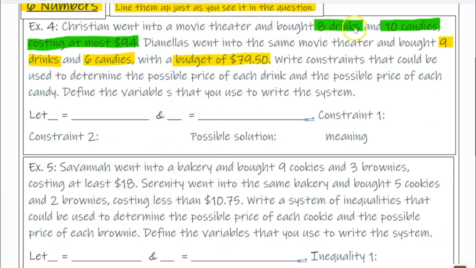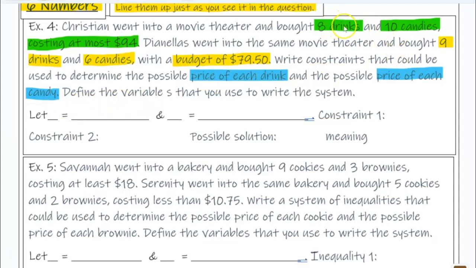We have to define our variables so that we can write the system. And the question is going to tell you how to define your variable. This says write constraints that can be used to determine the possible price. I'm going to go ahead and highlight this as well. Use a different color and highlight what it's talking about. Possible price of each drink and possible price of each candy. Those are your variables. Now you can choose any letters that you want, but you know that they mean the price of each drink and the price of each candy.